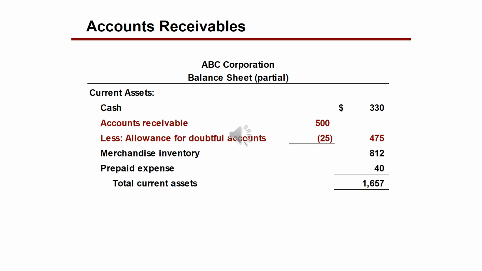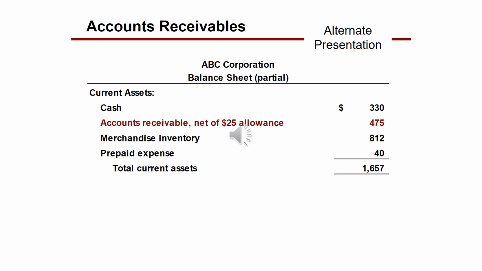Now, of course, this is a snippet. This is just a partial balance sheet that shows the current assets. And as you can see, we have the accounts receivable account and the allowance for doubtful accounts, which is an asset contra account. That is why we are subtracting it from the accounts receivable account. So we have $500 under accounts receivable, and we have $25 under allowance for doubtful accounts, which gives us a net $475 accounts receivable that is collectible.